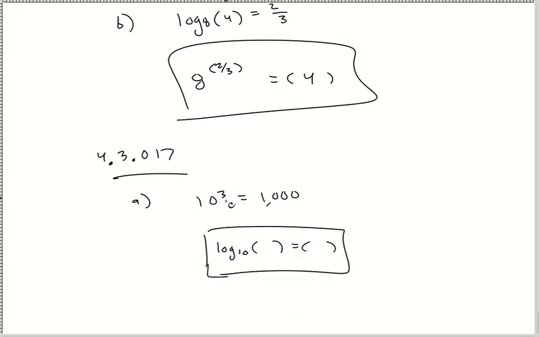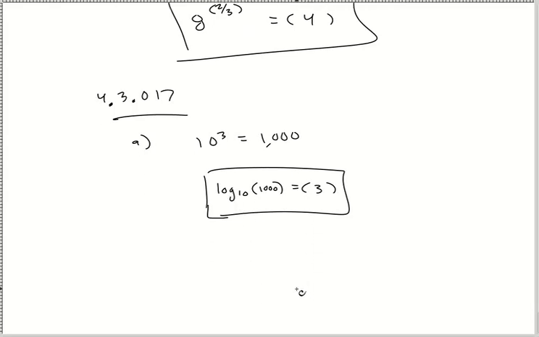So 10 and 3 were good friends, but no longer. You're out of here, bro. 10 and 3, they're not friends anymore. 1,000 was all by himself, but now you have a friend with 10. They both have a 0 at the end and a 1 in the front. So there you go. That's what you're typing into WebAssign.